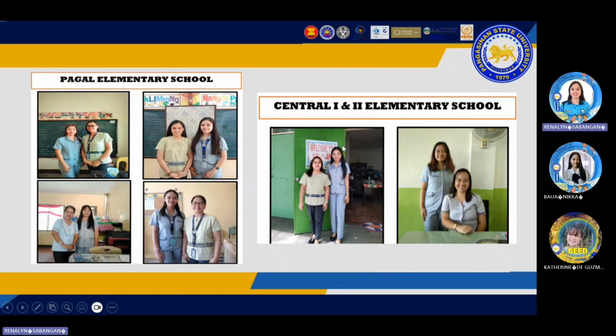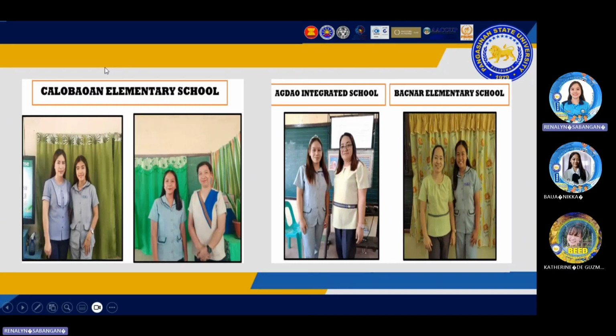For Central 1 and Central 2 Elementary School, we have Miss Maya Olivia M. Cano and Miss Catherine M. De Guzman. For Kalubawan Elementary School, we have Miss Sarah Jane Ramos and Jenny Velasquez. And for Agdao Integrated School, we have Miss Ina Pidlawan. And for Bacnar Elementary School, we have Miss Danica Sumon.